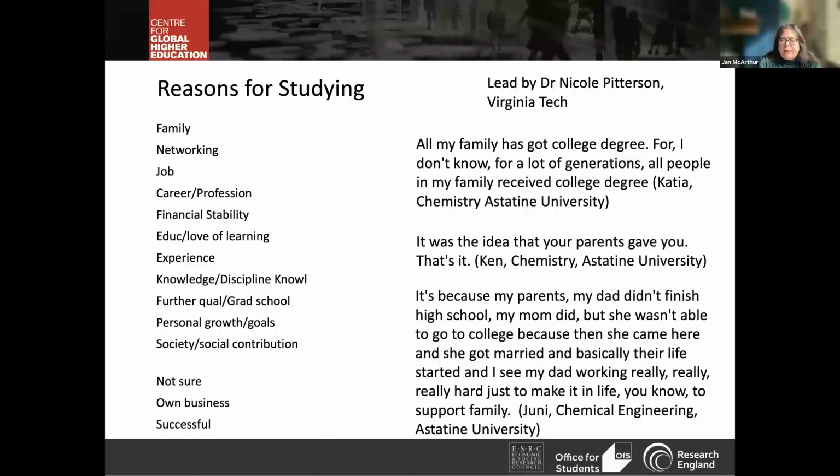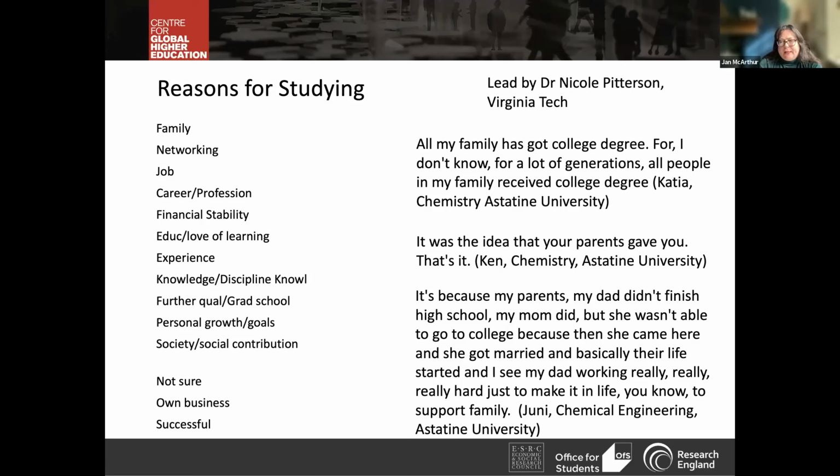So if I could share these quotes first, these are all from the US, and these would be things that reflect the idea, reasons for study, family. So Katia: "All my family has got a college degree. All people in my family have received a college degree." So that's why she's going. Everyone in her family does it. Ken: "It was the idea that your parents gave you. That's it. You go to college."